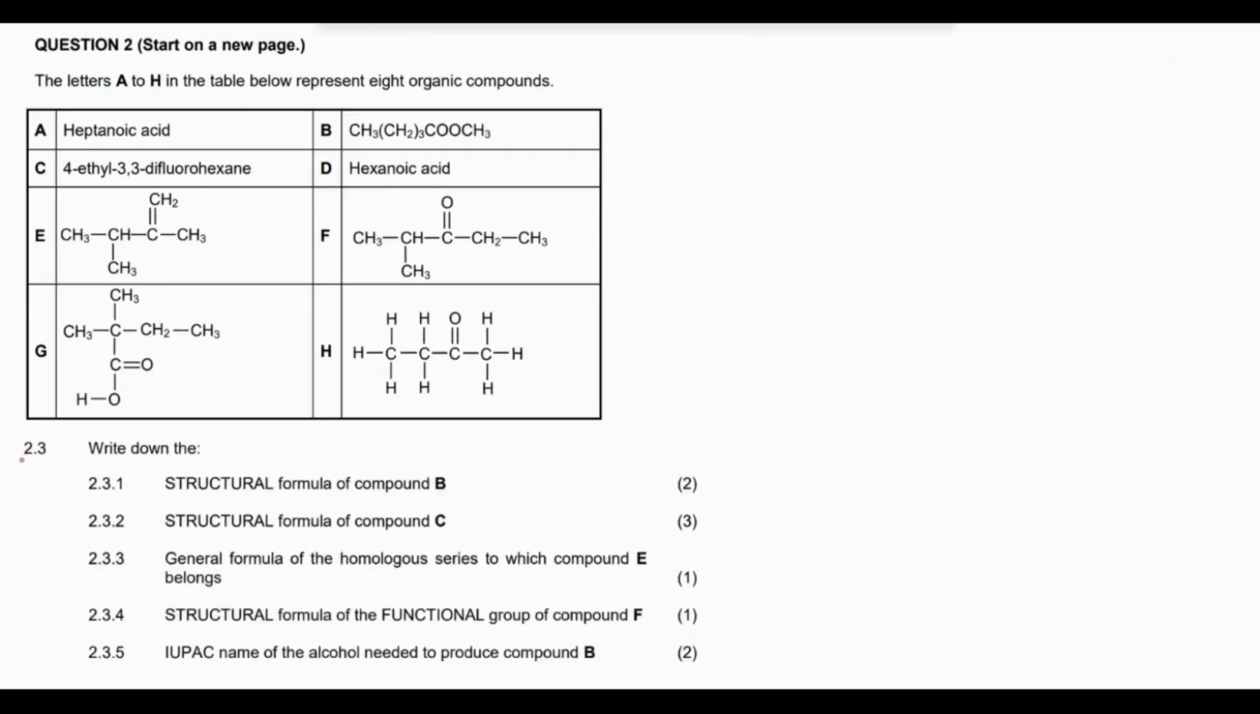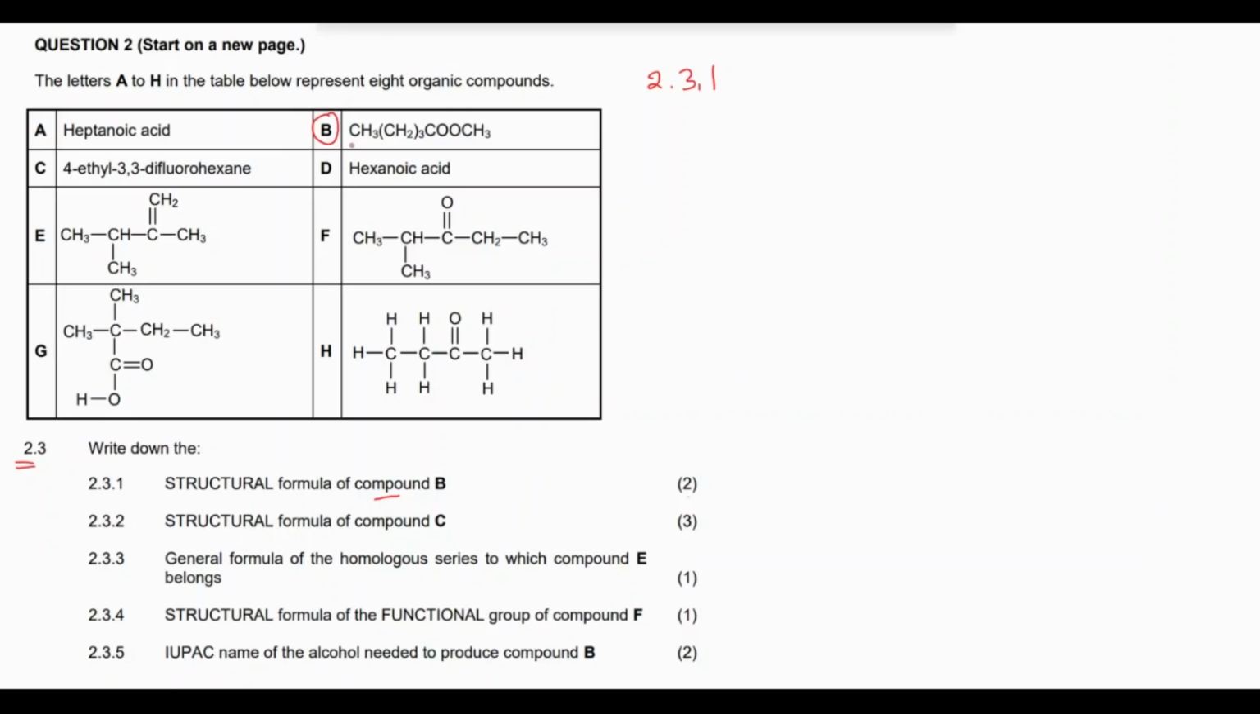All right, let's do 2.3. We're answering these questions using the given compounds. Right, 2.3.1. Write down the structural formula of compound B. Right, compound B. What is the structural formula? The structural formula is showing us which atom is attached to which, right? And then the atoms are represented by their chemical symbols, and the bonds are represented by the straight lines that we're going to use.